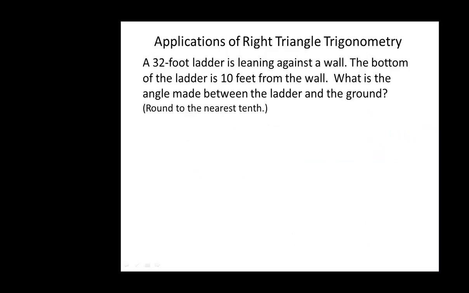Here's another word problem. Again, the beginning is the whole setup here. Here's my ladder. And it's leaning against a wall. They tell us how far the bottom is from the wall. So the bottom of the ladder is 10 feet from the wall. So this would be 10. What else did they give us here? They said the ladder is 32 feet, so this is 32. So we know the length of the ladder.